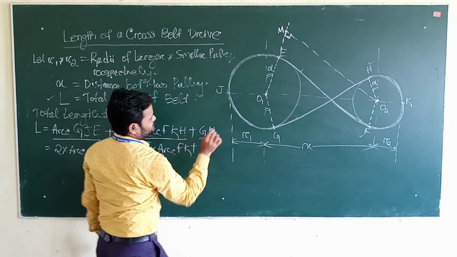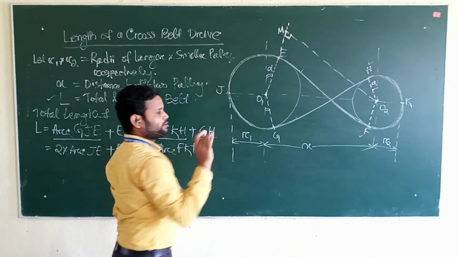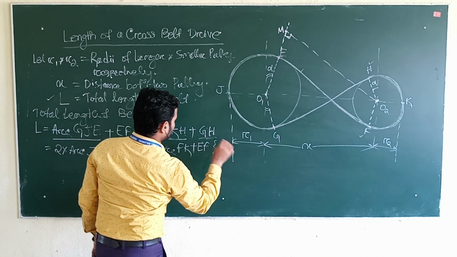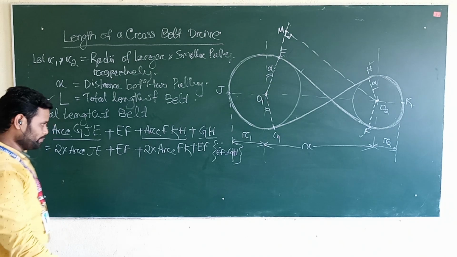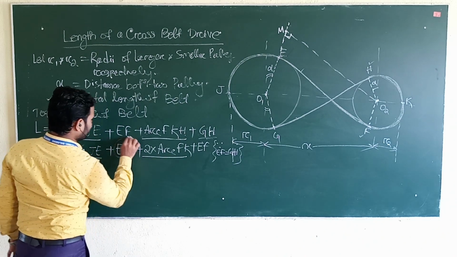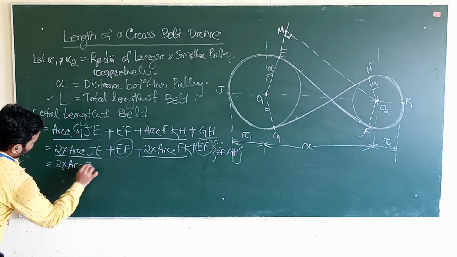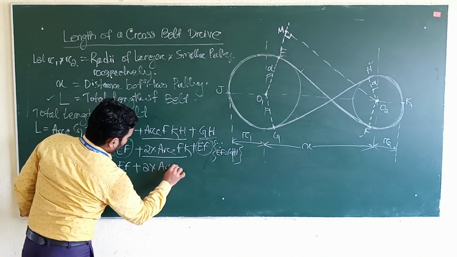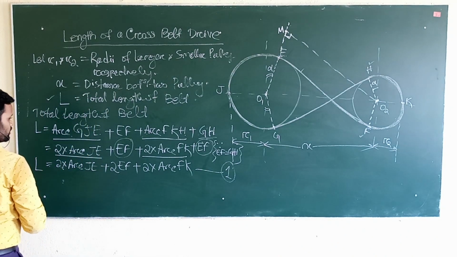Plus in case of G, H, you will see in the figure that the length of E, F is equal to the length of G, H. So in place of G, H, we write E, F. Then we have twice arc J, E, twice arc F, K, here one E, F and here also one E, F, so twice E, F. So you can write twice arc J, E plus twice E, F plus twice arc F, K. This becomes your equation 1.